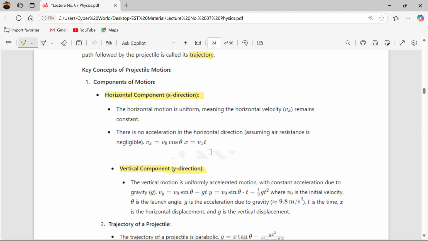Okay, so y, the vertical component, is basically equal to v naught sine theta t minus 1 by 2 gt square. Understood? V naught sine theta t minus 1 by 2 gt square, where v naught is the initial velocity. You have to use the gravitational acceleration, which is 9.8.